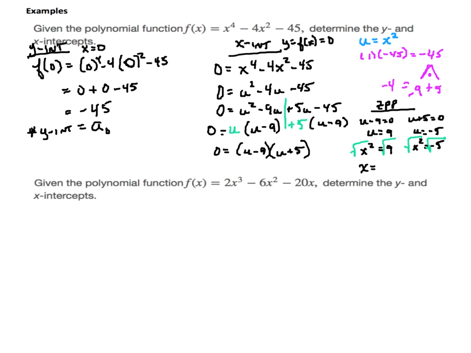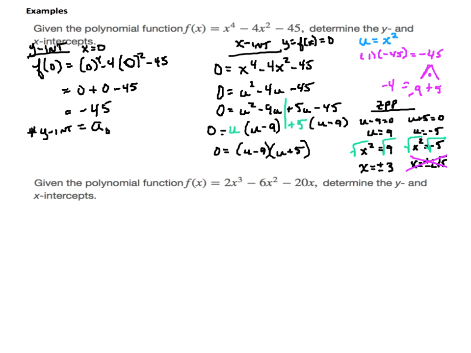And here I get x is equal to positive or negative 3. Remember, I can square positive 3 or I can square negative 3. And here, x squared is equal to negative 5, so x is equal to positive or negative i times the square root of 5. Those are imaginary solutions, and we've already learned those do not show up on the graph.